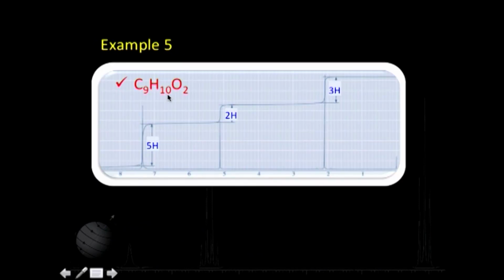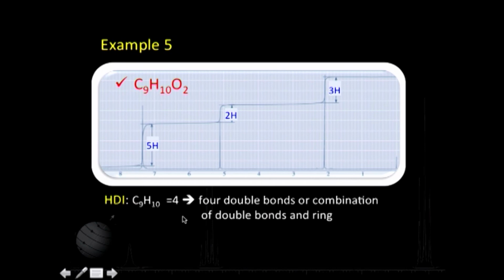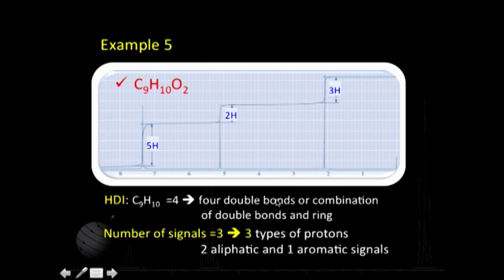Now, this is a very simple spectrum, but a larger molecule. It is C9H10O2, HDI again 4. So, 4 double bonds or some combination of double bonds and aromatic double bonds and a ring there, and the number of signals is 3.